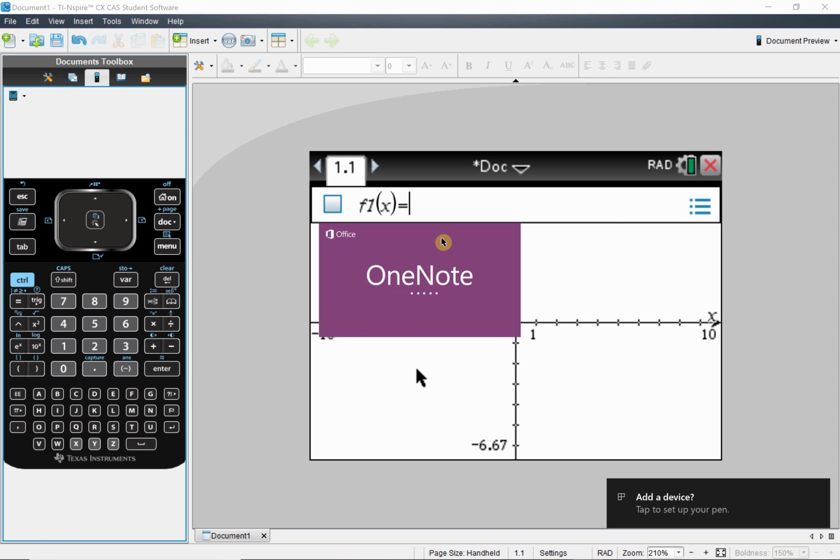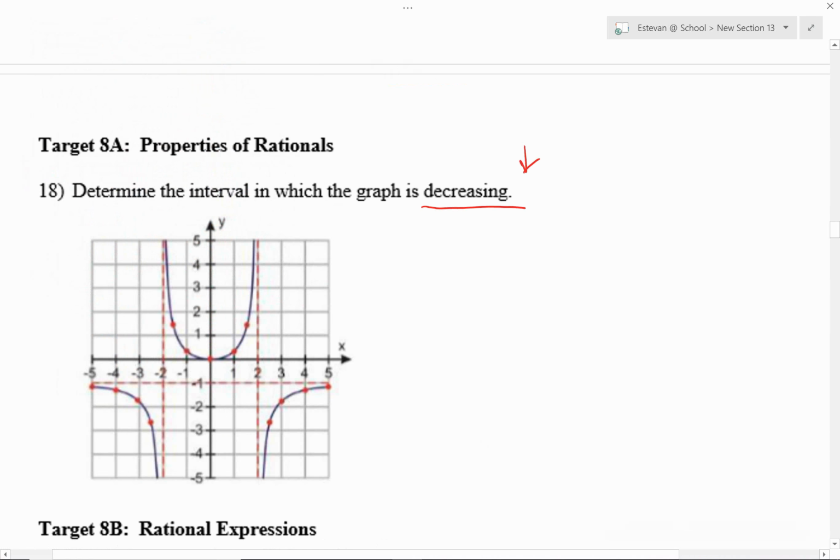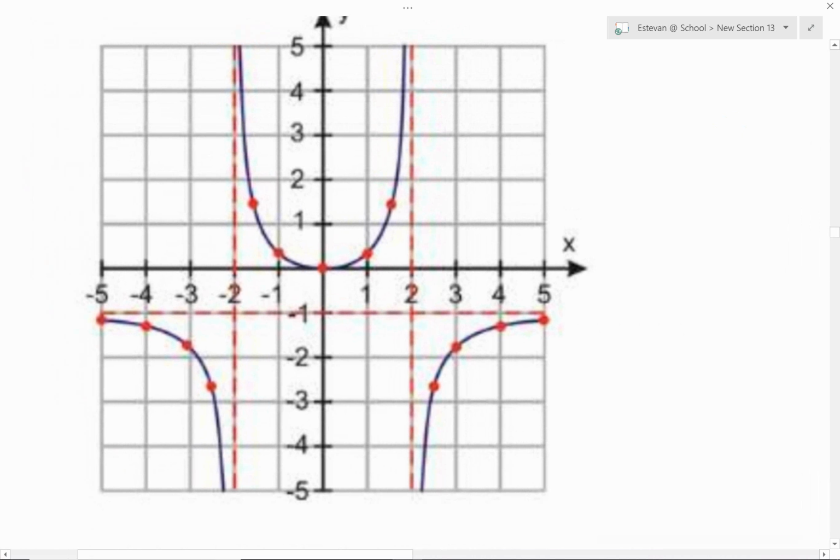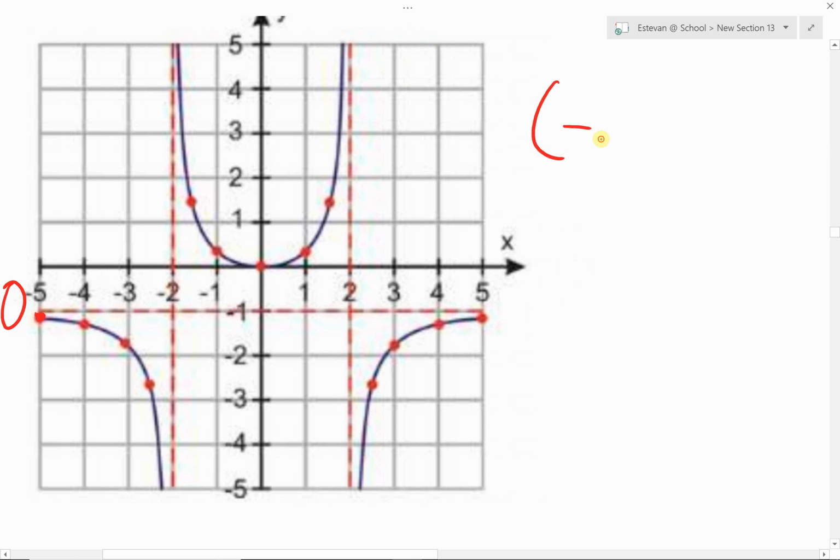Okay, so we are starting from negative infinity, hence this position here. So parentheses, negative infinity, comma, and we're decreasing up until what point? We keep going here. See here, we never cross this line. So we look at this x value, and it turns out to be -2. So we go from -2. Since we never touch it, because it's an asymptote, we have to use parentheses.